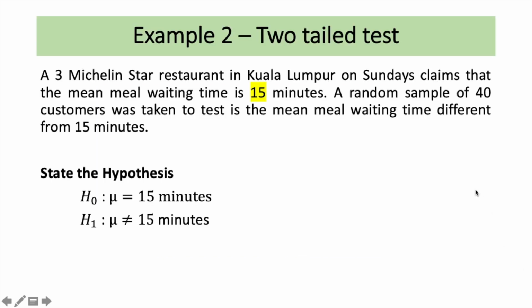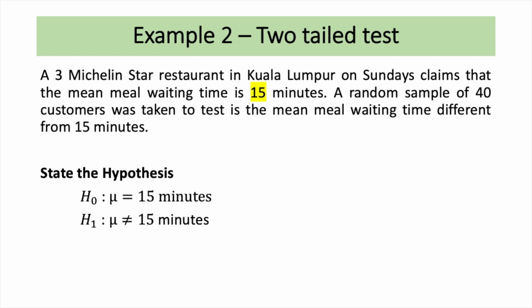Let me share with you another example. In the earlier example, we looked into a one-tailed test. In this example, I'm going to show you a two-tailed test. Let's look into the example. A 3 Michelin star restaurant in Kuala Lumpur on Sunday claims that the mean meal waiting time is 15 minutes. A random sample of 40 customers was taken to test. Is the mean meal waiting time different from 15 minutes?